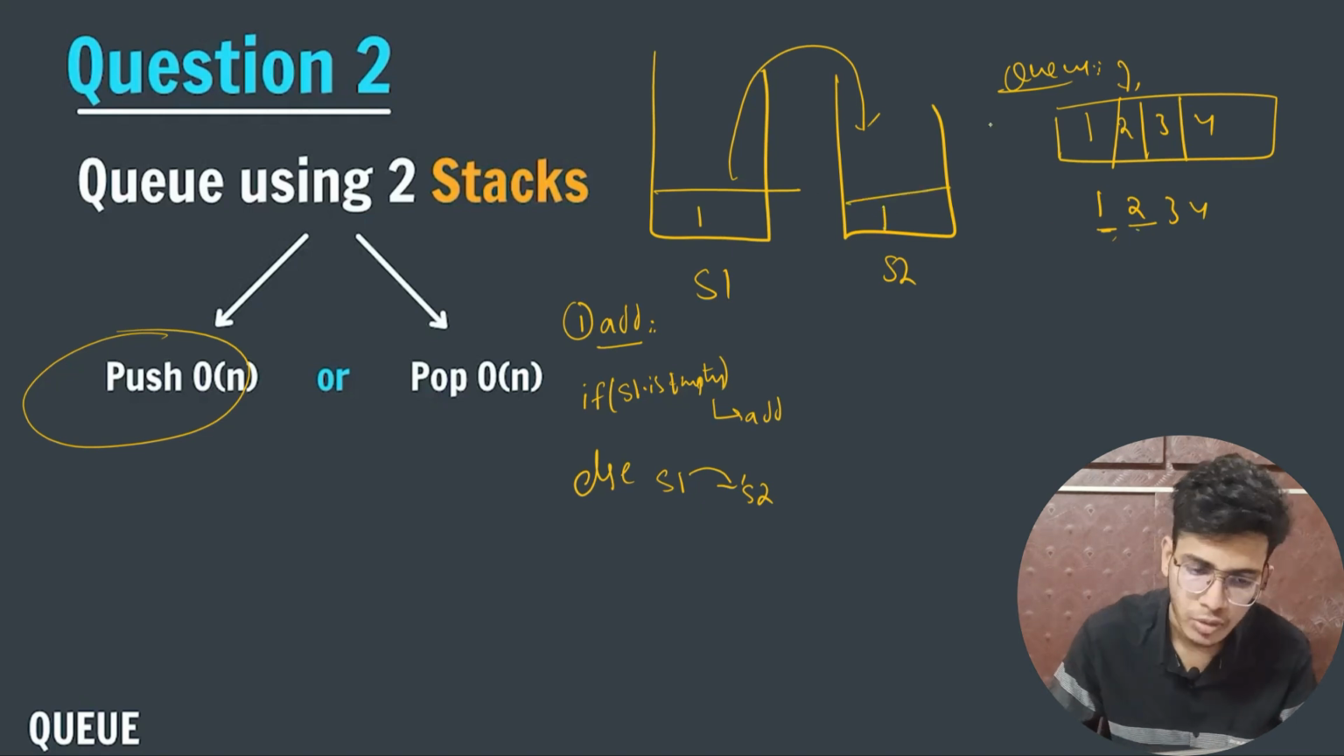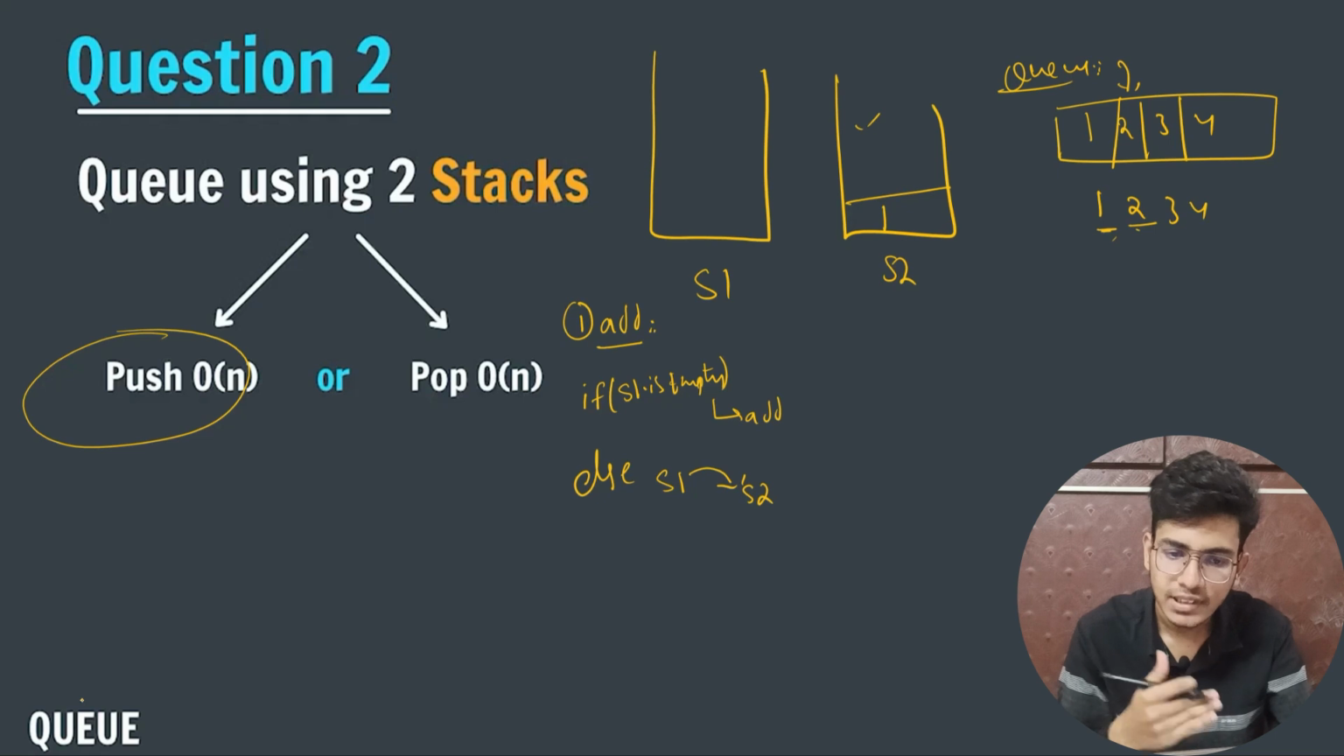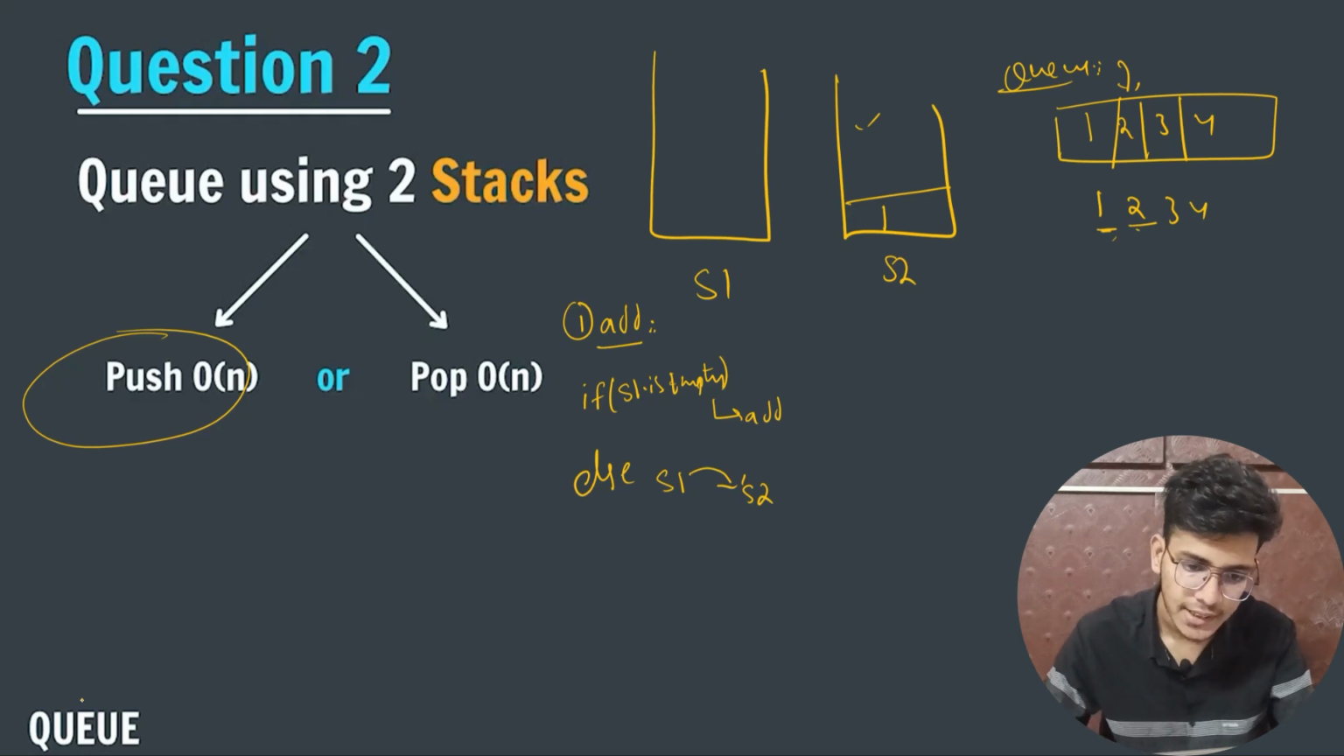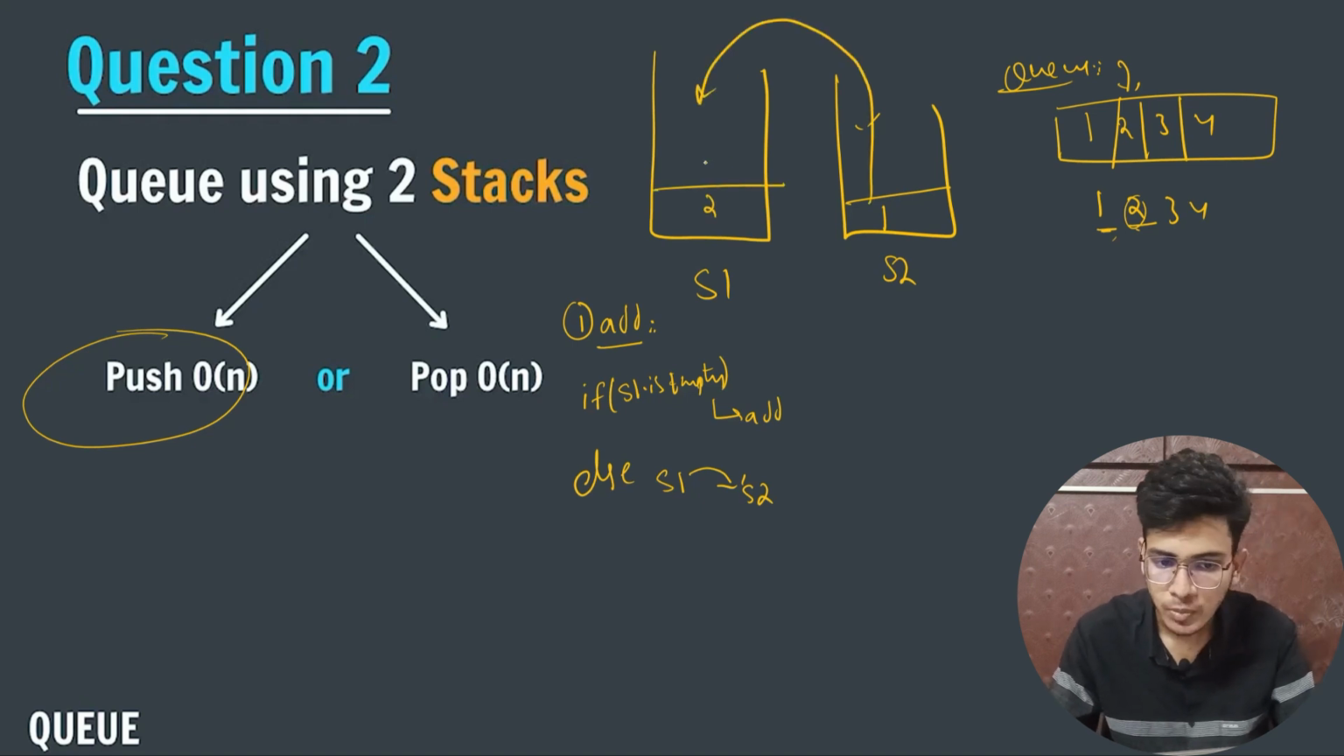After that I will add 2, right? So I will transfer the first element to my stack 2. After that I will push this 2 value into my stack. So I will push 2. After that I will take back this to my 1.